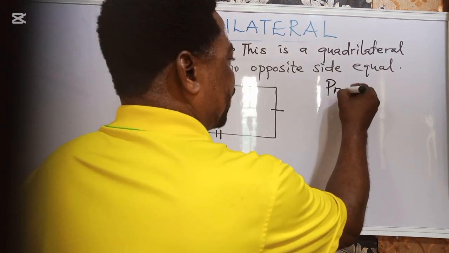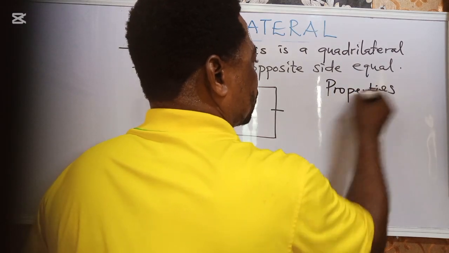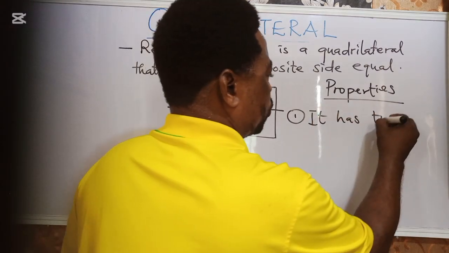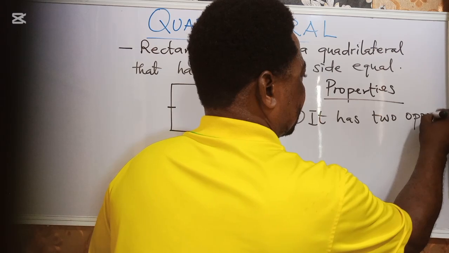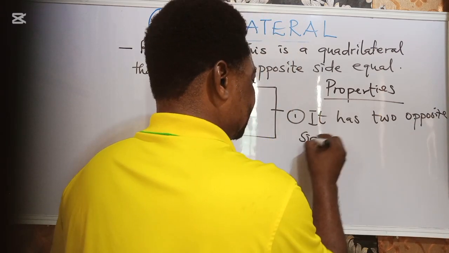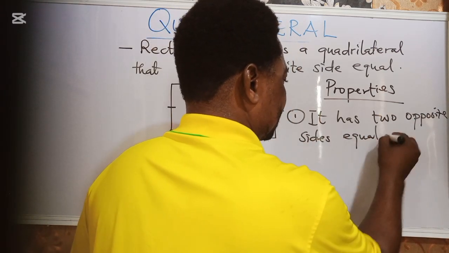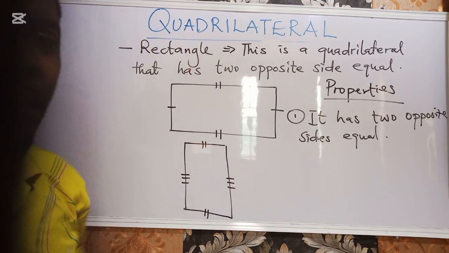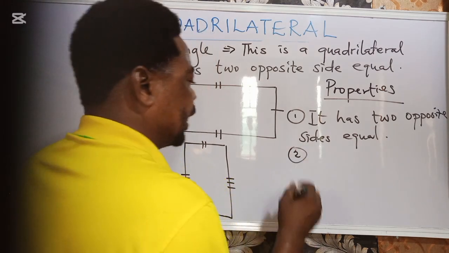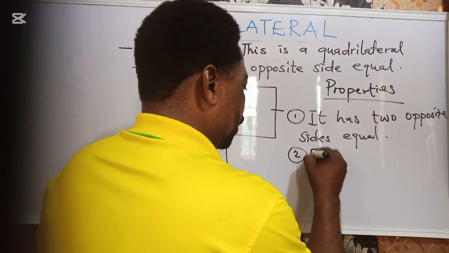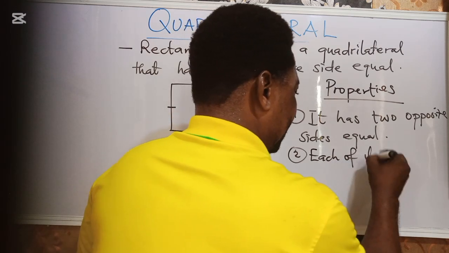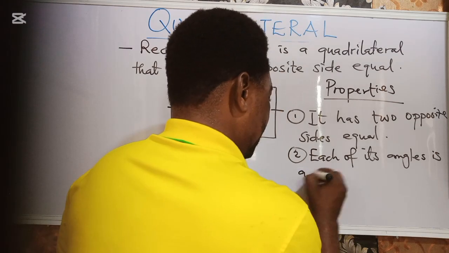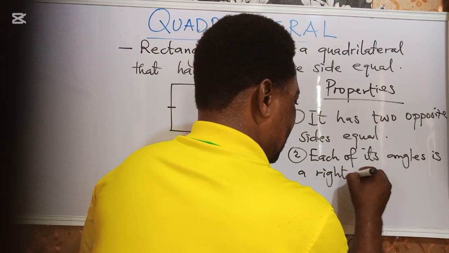Now look at the properties of a rectangle that you can add to the first three that we have talked about. Number one, it has two opposite sides equal. With the three you have learned before, making four. Then the second one is that each of its angles is a right angle.